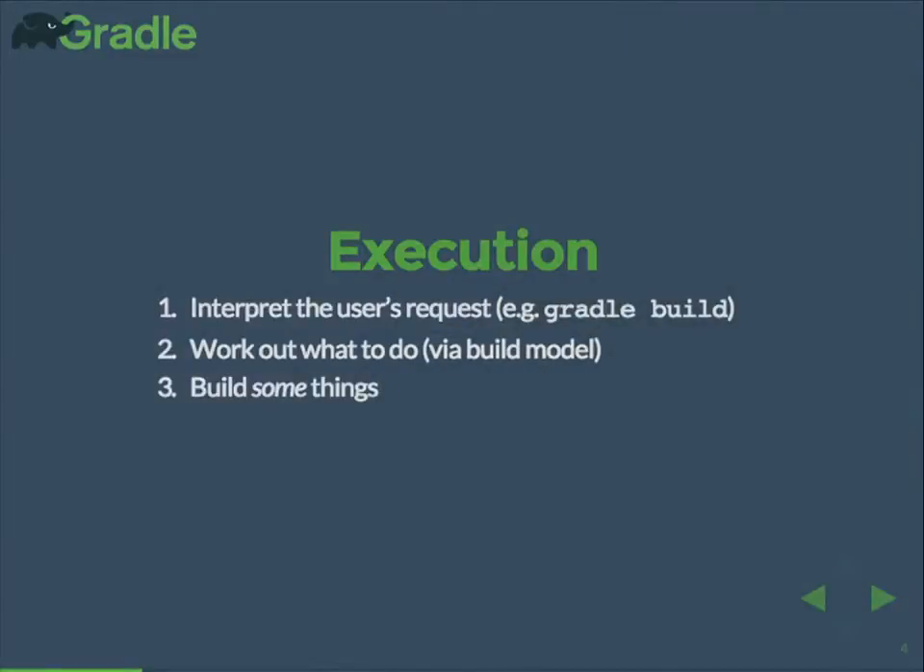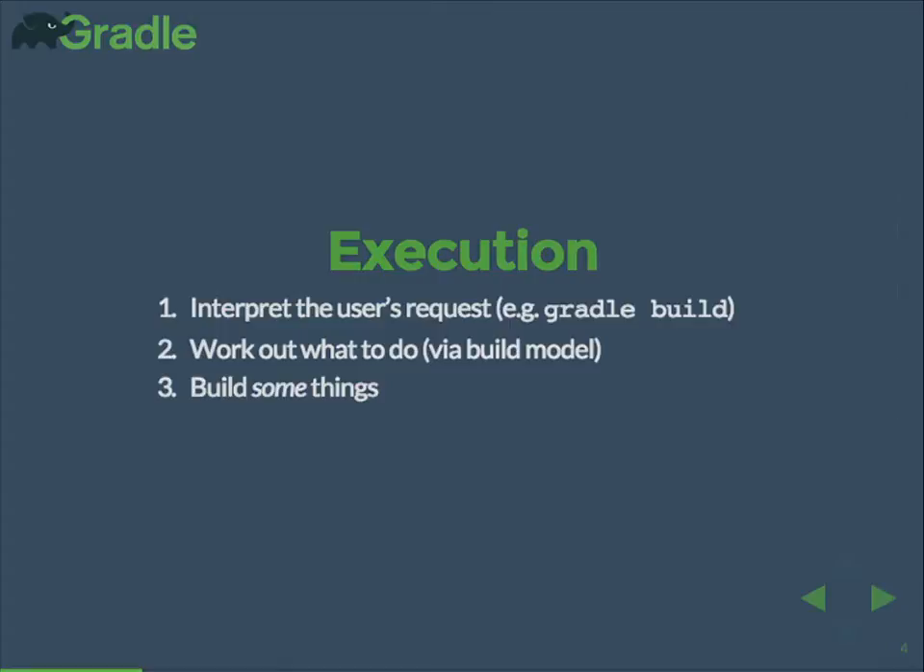In execution, we interpret the user's request. We have the model of what could possibly happen. The user asked to run the build task. We inspect the model and say, okay, what does that actually mean? Well, it turns out to be these 5 tasks, queue them up, run them, ready to go.